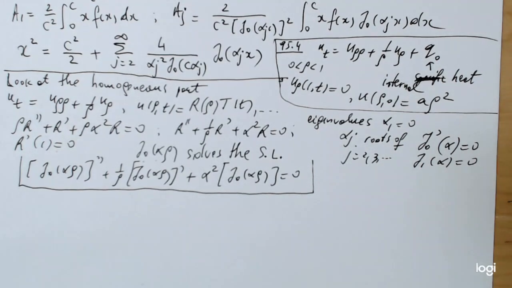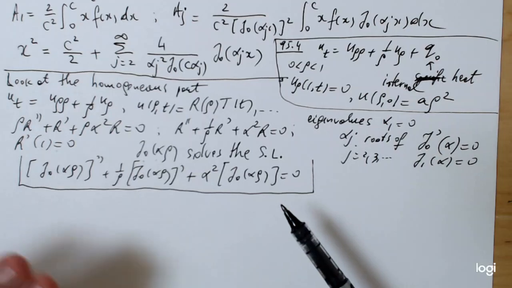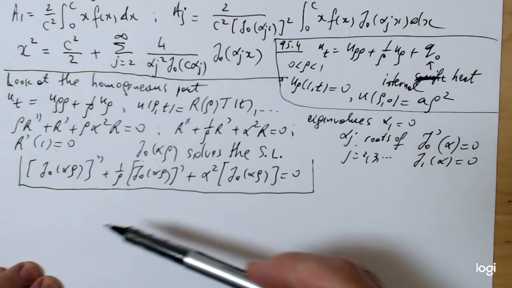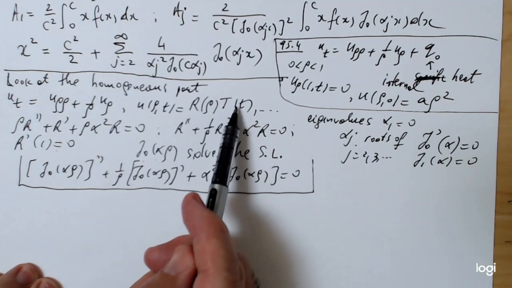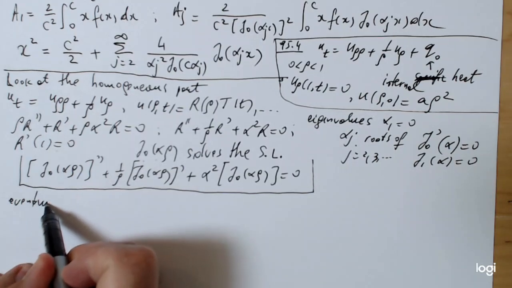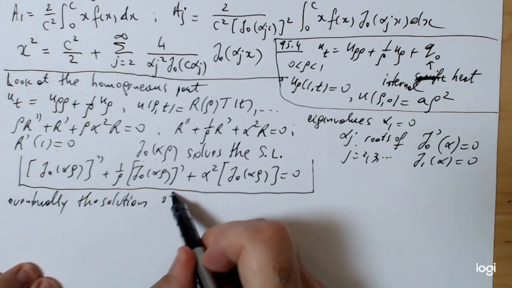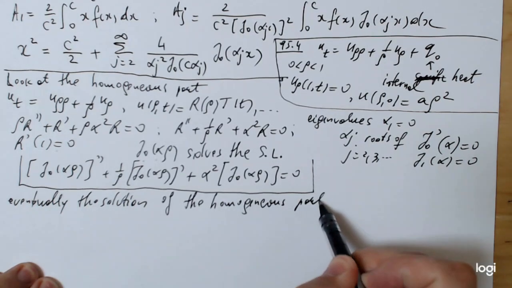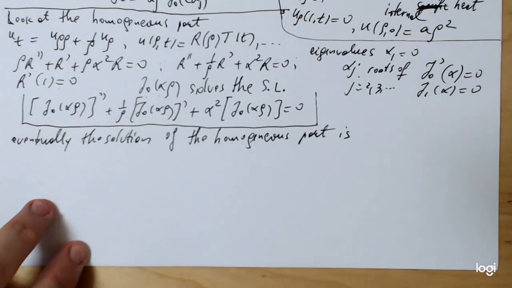So now we know basically how the homogeneous solution looks. If we solve, and this is the part where you don't have to solve it, because remember, our goal is to solve the non-homogeneous equation. But if we were to solve the homogeneous part, we would solve the equation in T for every alpha j. And eventually the solution of the homogeneous part is going to be in the following form.